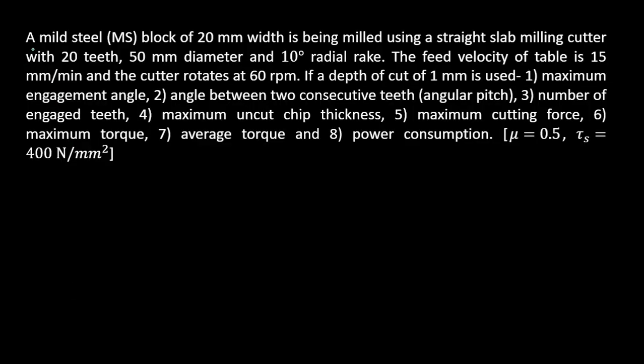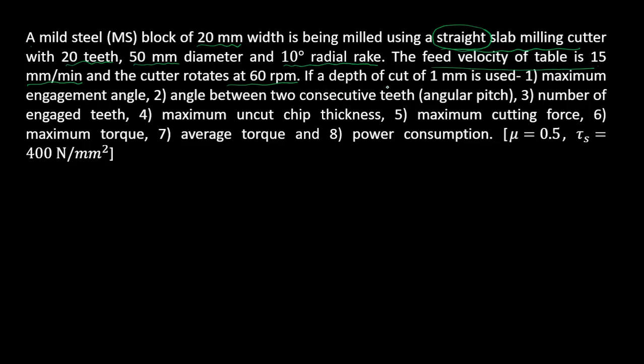So please pause the video and read the question carefully. In this question, a mild steel block of 20 millimeter is being milled using a straight slab milling cutter. So this one is also important: a straight slab milling cutter with 20 teeth. So the number of teeth in that cutter is 20 and the diameter of the cutter is 50 millimeter. The radial rake angle provided is 10 degree. The feed velocity of the table is 15 millimeter per minute. The cutter rotates at 60 rpm.